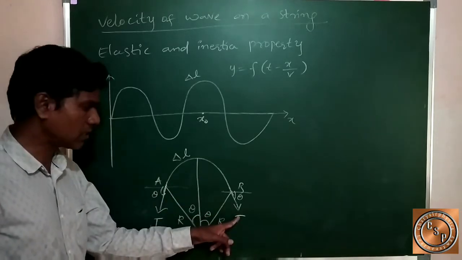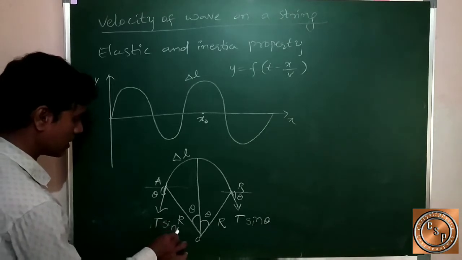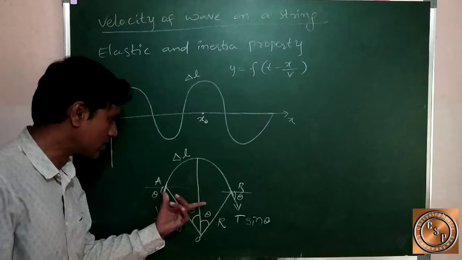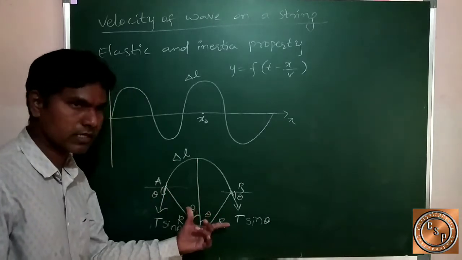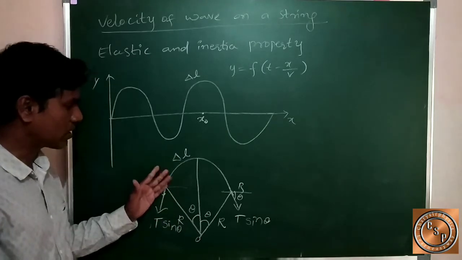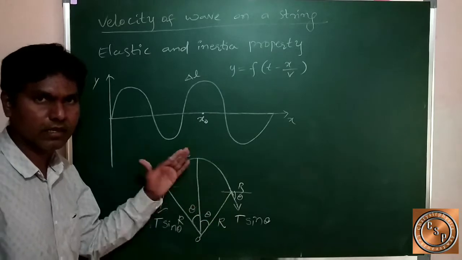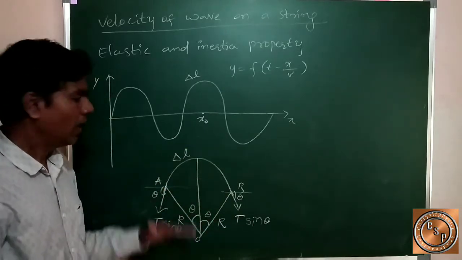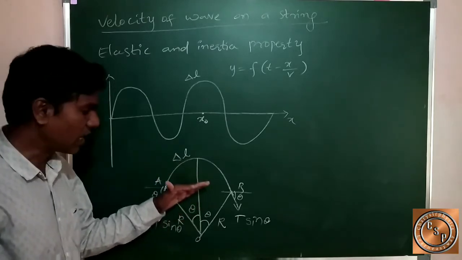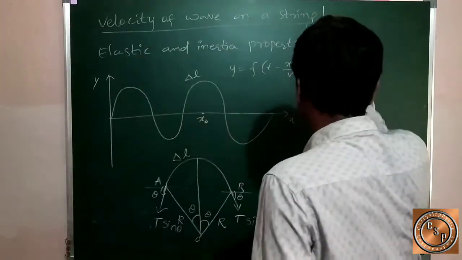Hence the two components are T sine theta, here also T sine theta. There are two components, they are vertical components. What is the direction of these components? These two components are directed downward. The resultant force on this element is always directed downward.